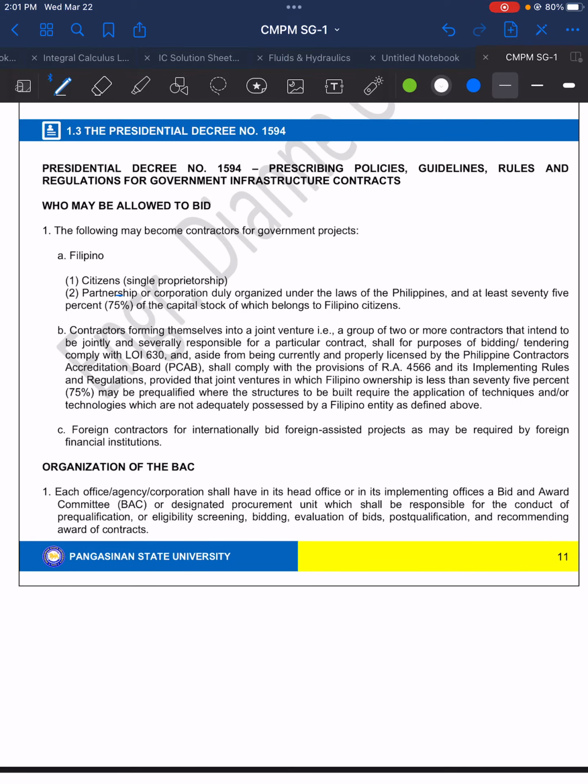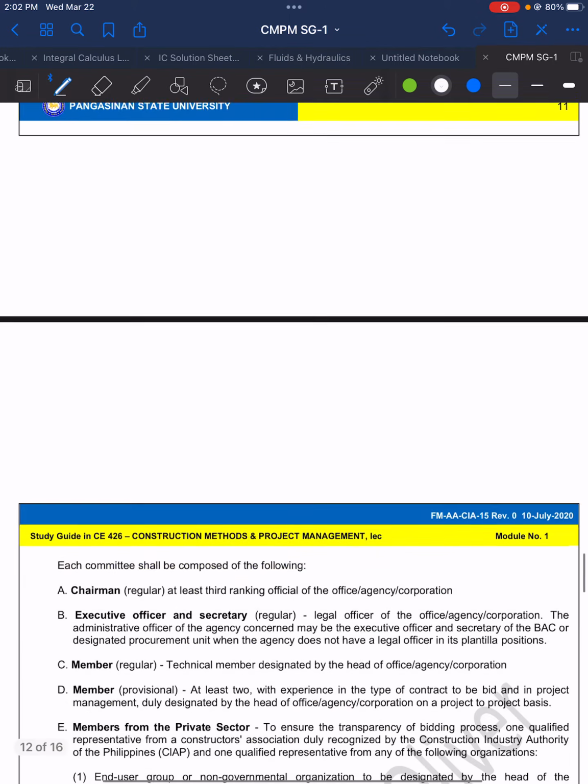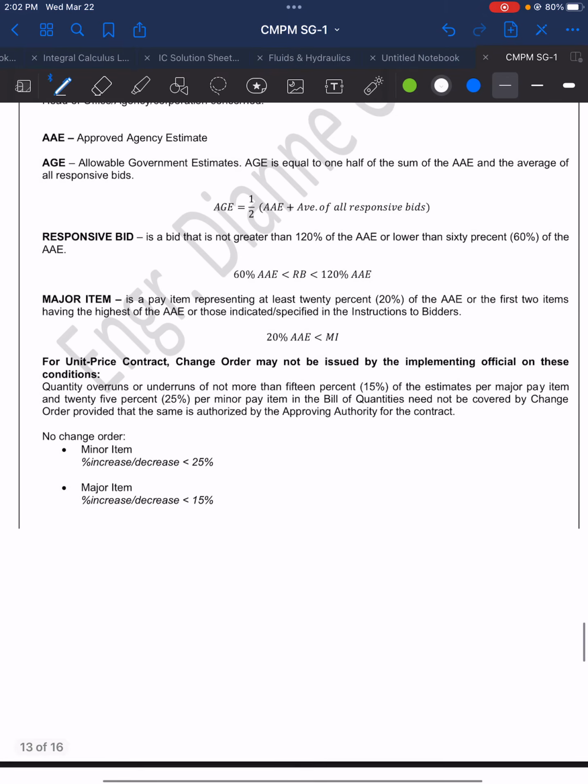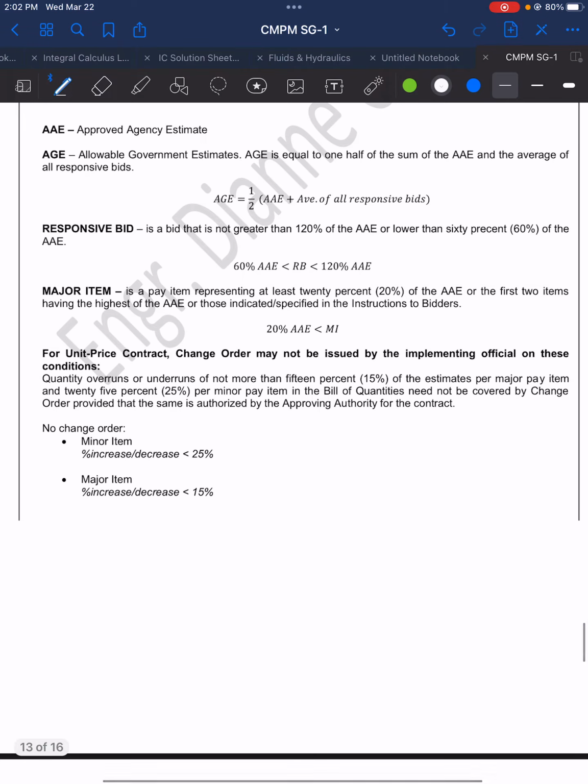Okay, so in this lecture video, we will solve the sample problems for the topic under PD number 1594, the Presidential Decree number 1594, prescribing policies, guidelines, rules, and regulations for government infrastructure contracts. Okay, so before we proceed to the problem solving, let's define the following.